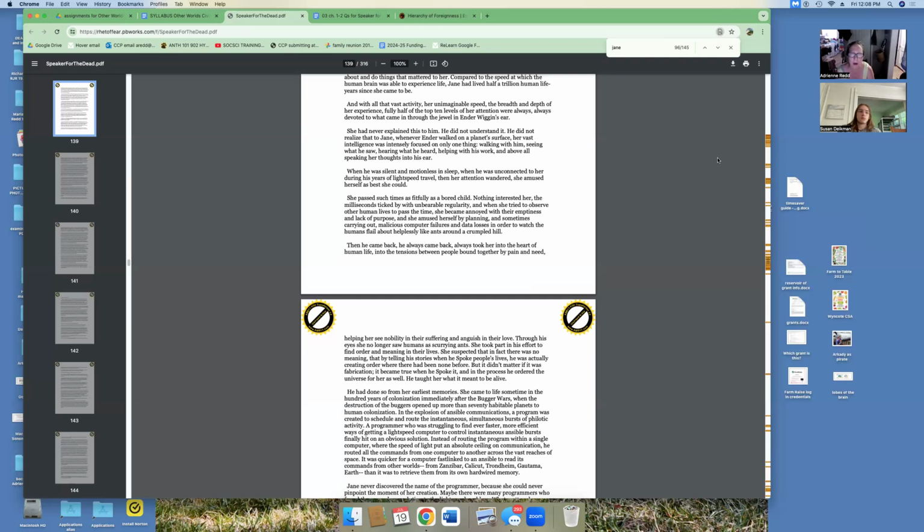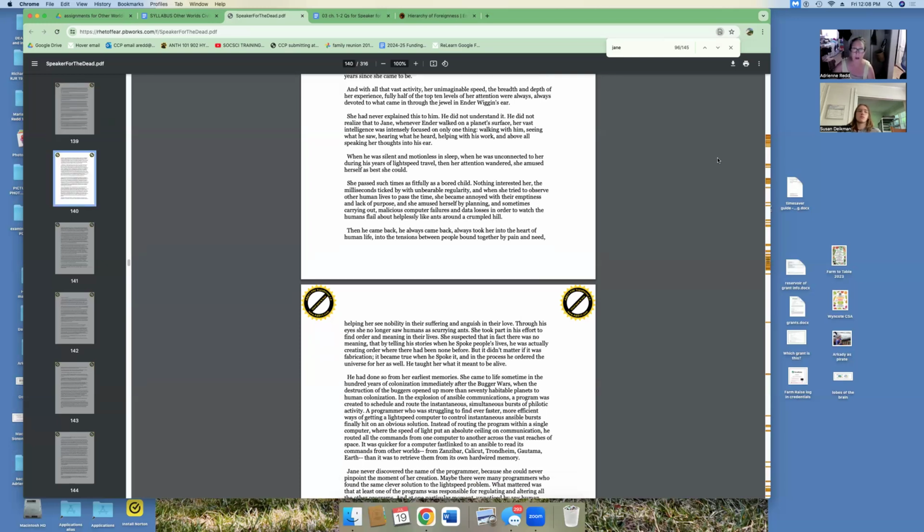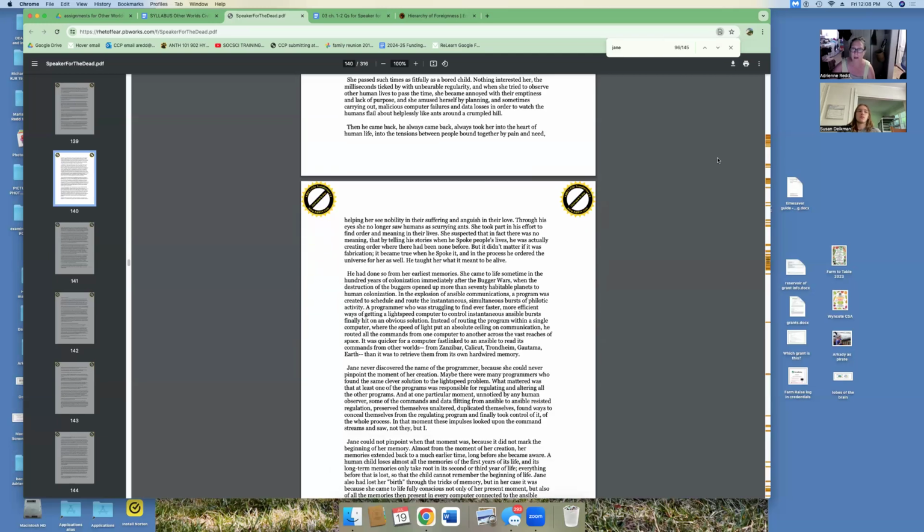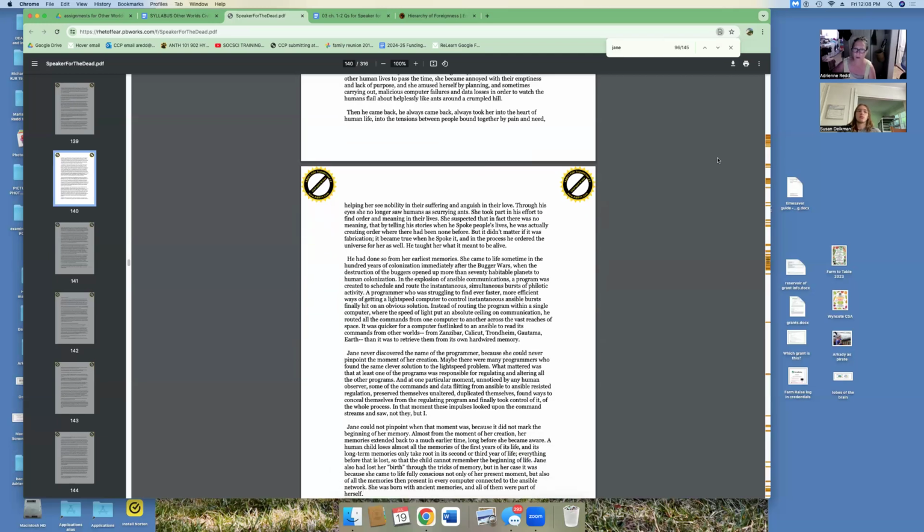He always came back, always took her into the heart of human life, into the tensions between people, bound together by need and pain, helping her see nobility in their suffering and anguish in their love. Through his eyes, she no longer saw humans as scurrying ants. So even she, seeing the humans who are other to her, doesn't see them as necessarily worthy of her respect. And so she does things to mess with them, creates malicious computer failures. It sounds like Jane is irreverent, but in the worst way possible.